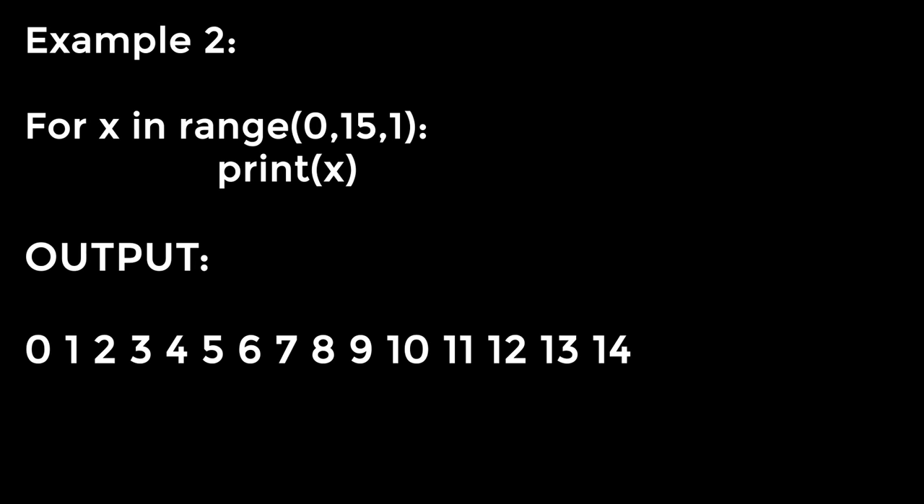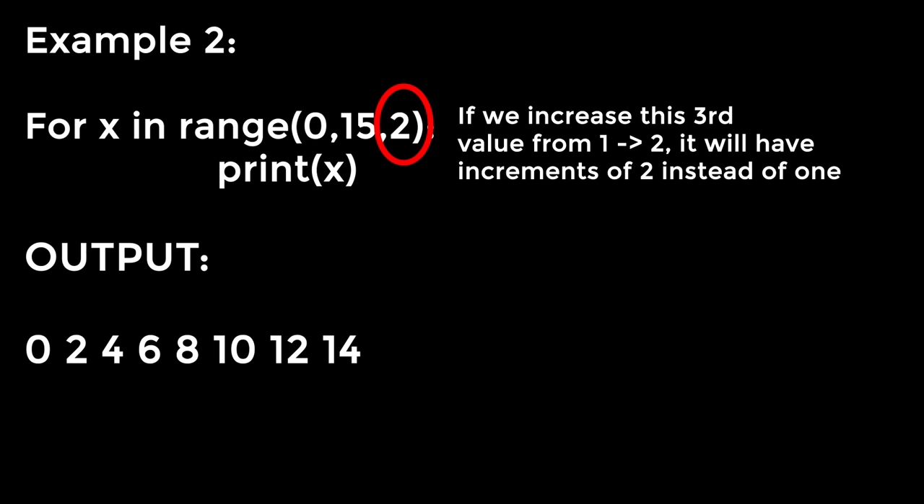If we were to increase the third value here to 2, for x in range(0, 15, 2): print(x), we will instead get increments of 2 instead of 1, so the output would be 0, 2, 4, 6, 8, 10, 12, 14. So, as you might have already guessed, we will be using increments of 5 for our image.